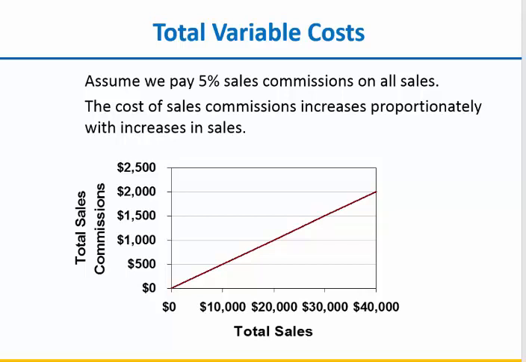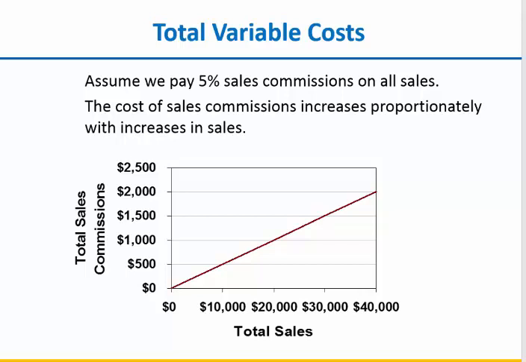So let's take a look at this particular example here. Let's assume that we pay 5% of the sales commissions on all sales. If you're a salesperson, that's how you make your income. You are paid based on 5% of your total sales. That's how you receive the commission payments. So the cost of sales commissions increases proportionally with the increase in sales. Whenever you have an additional dollar in sales, you will earn 5 cents additionally. That's the idea here.